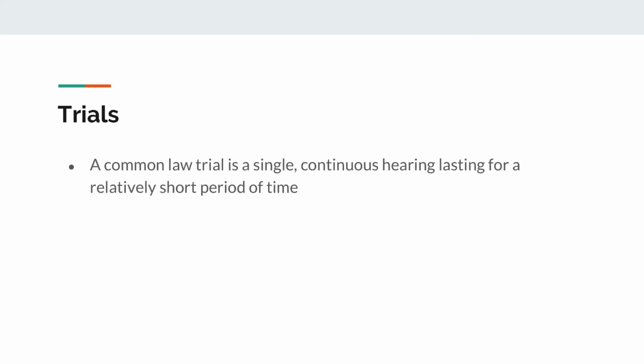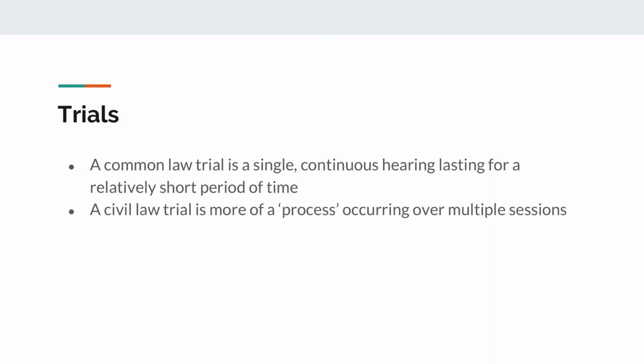Trials. In a common law situation, a trial is accusatorial and confrontational. And a common law trial, as you've seen on numerous TV shows, is generally a single continuous hearing that lasts for a relatively short period of time. Trials in the civil law system are more of a process. They're not so much confrontational, but more inquisitorial. And it is not accusatorial, it's more of a collaborative effort.